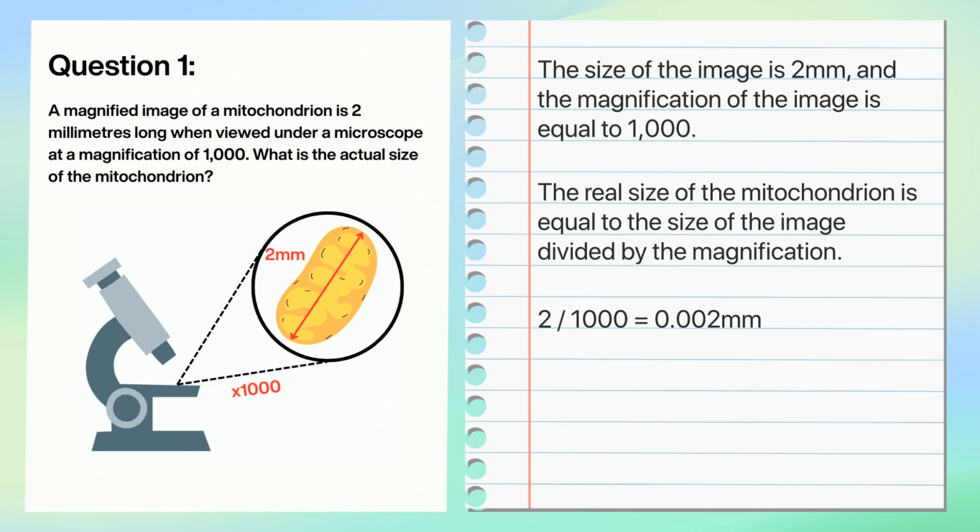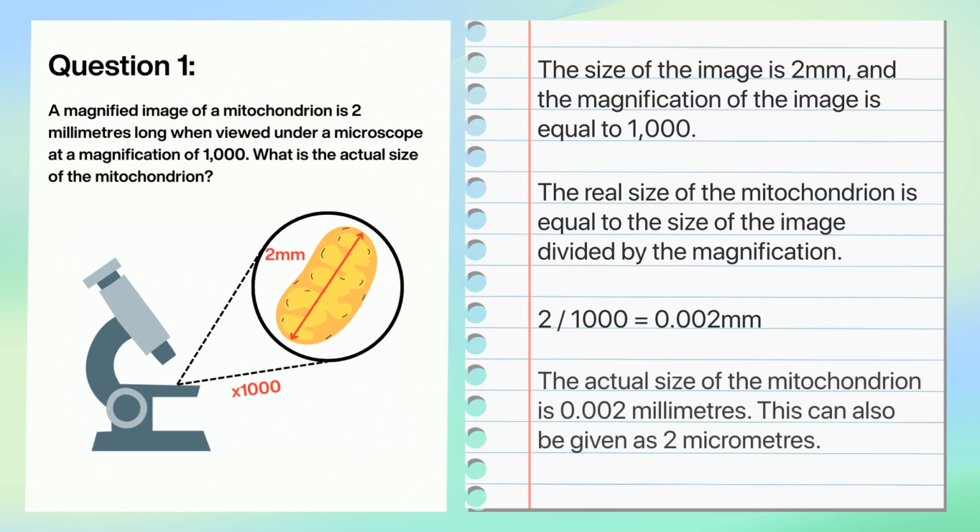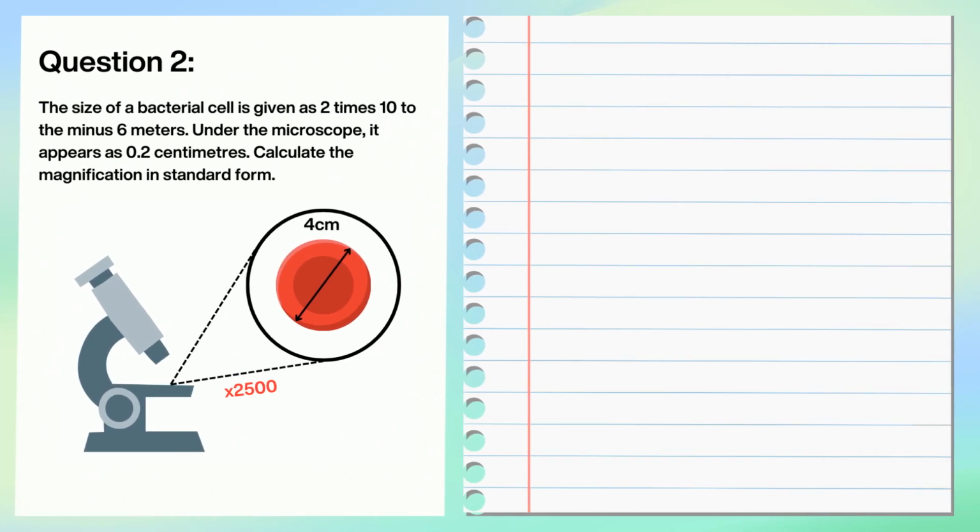This is equal to 0.002 millimeters. As such, the actual size of the mitochondrion is 0.002 millimeters. This can also be given as 2 micrometers. Let's look at one final question.